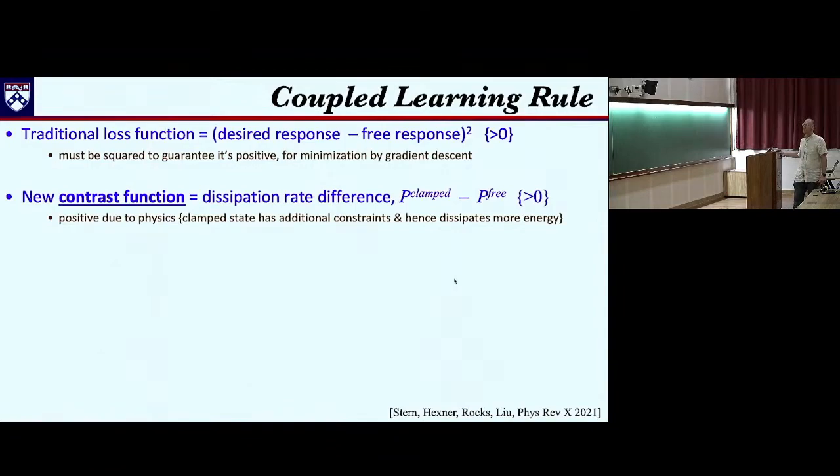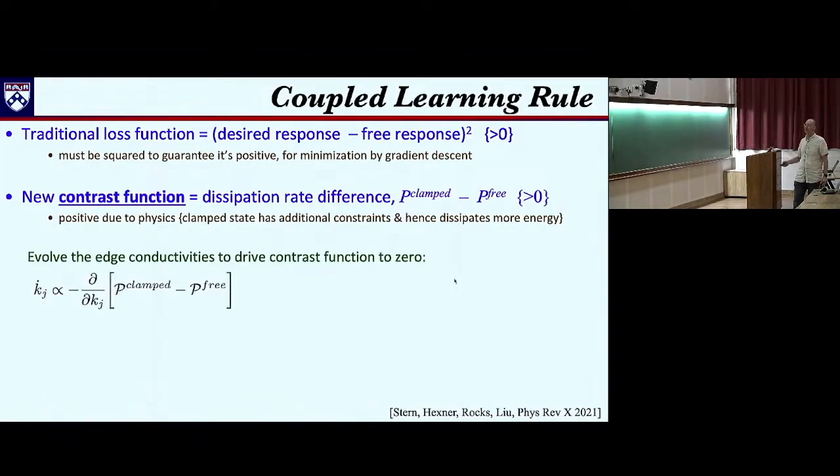And here is how that works. So there's gradient descent. Kj is the conductivity of edge j. This is how it changes with time. It'll go downhill, so there's a gradient, minus sign, of the contrast function. And if you implement this time derivative to update edge j, you will drive this global cost function to zero, and that's the goal. All right. And as I did say, this is a global cost function. So let's just write it out.